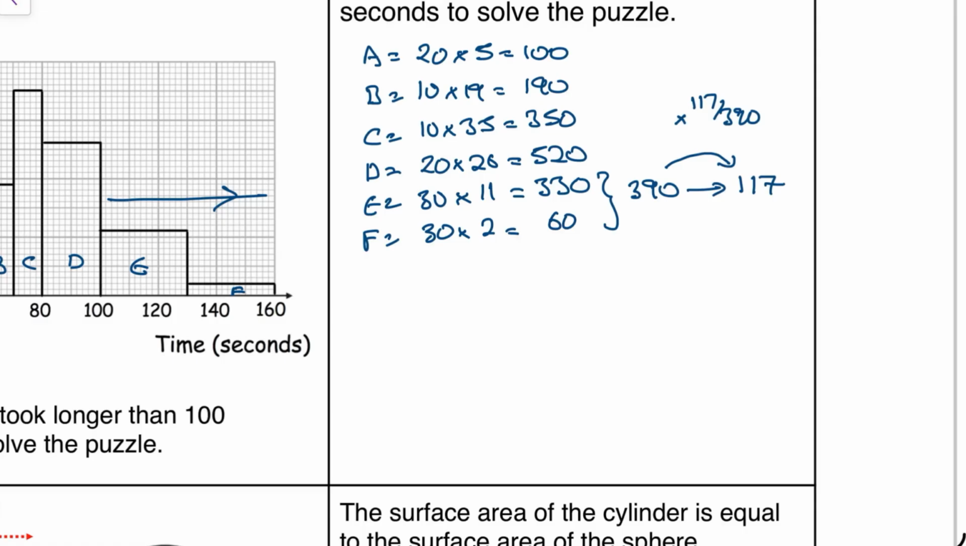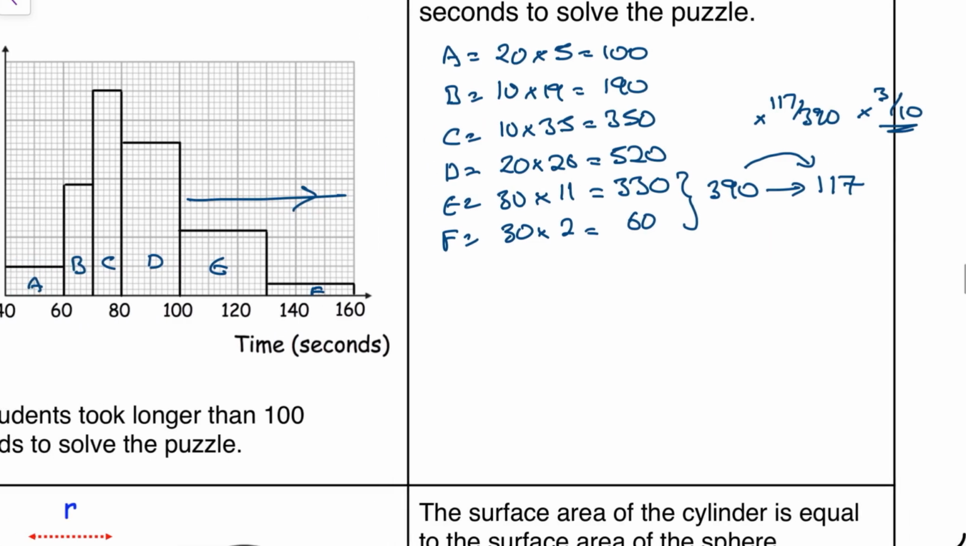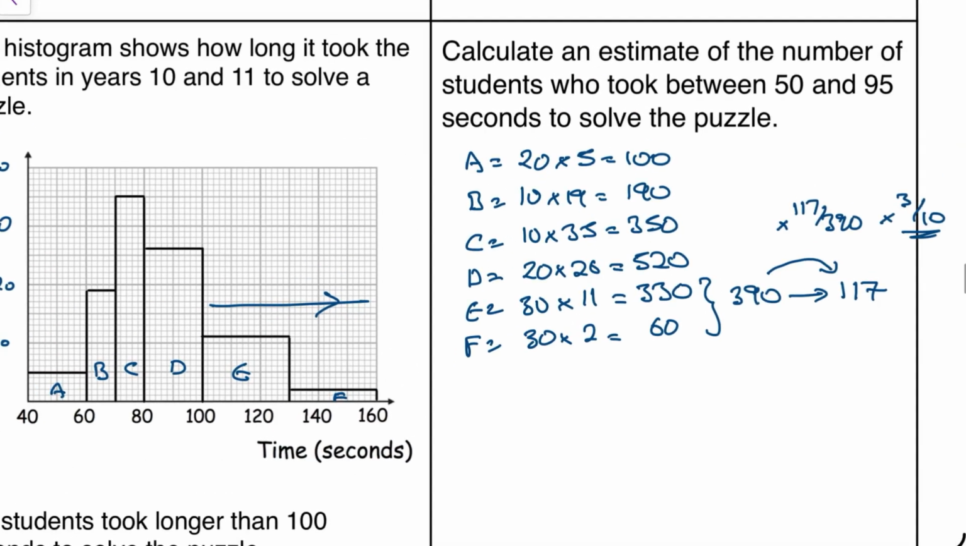So I'm just going to check my calculator. 117 over 390. Oh, it does simplify actually. It simplifies down to 3 over 10. That makes me feel a bit better that I've got a slightly sensible number. Then what does it want me to do? Because I haven't actually looked at that. I should have started with that, shouldn't I?